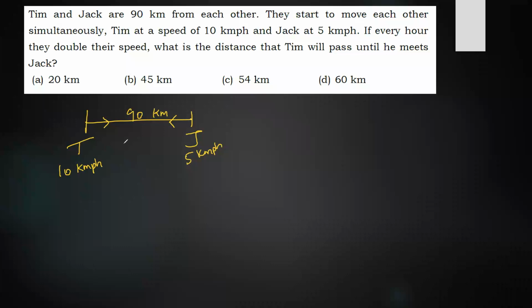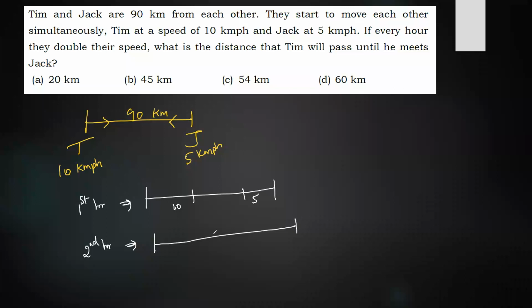Siddharth, can you explain this question? Yes, I will unmute you. One minute. Yes, Siddharth. Yes, sir. I actually did this problem hour-wise.